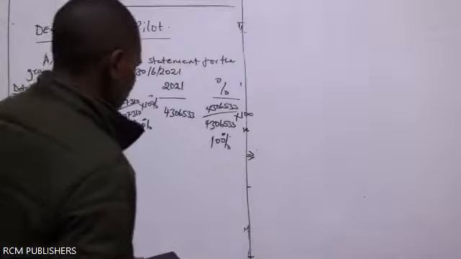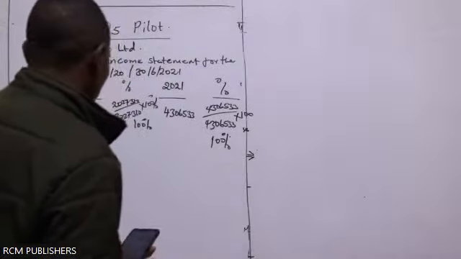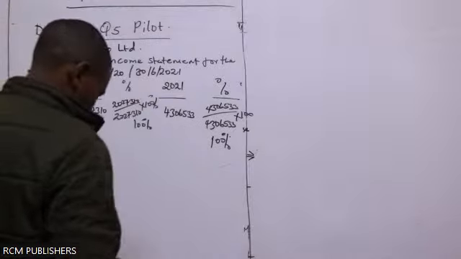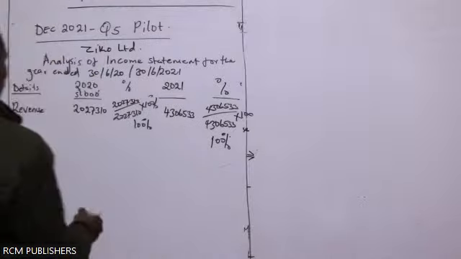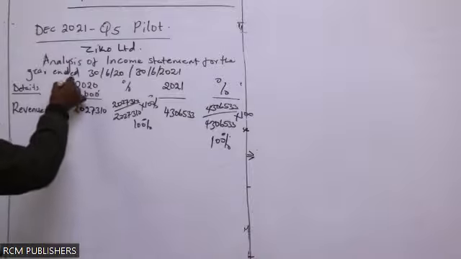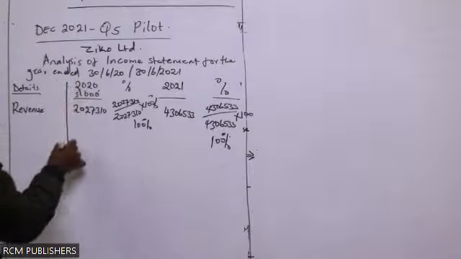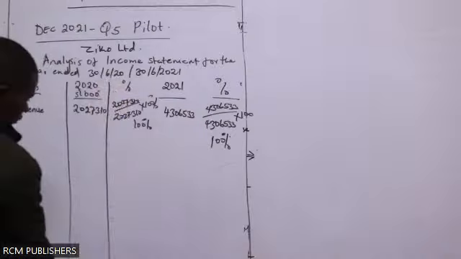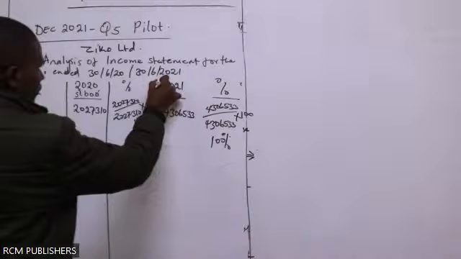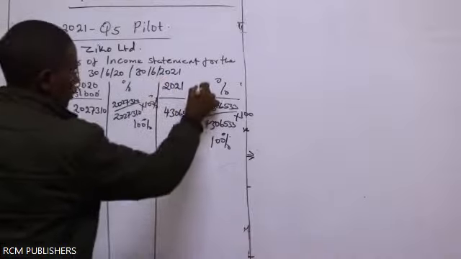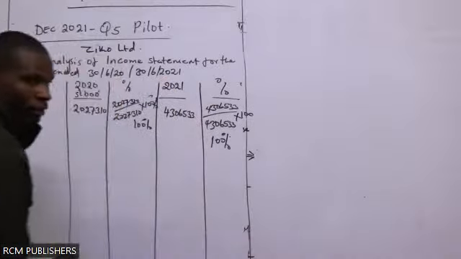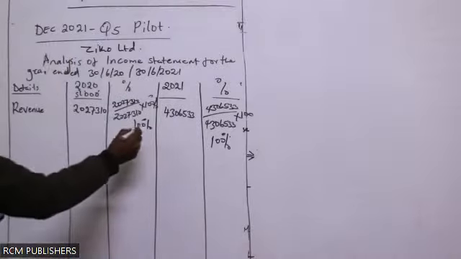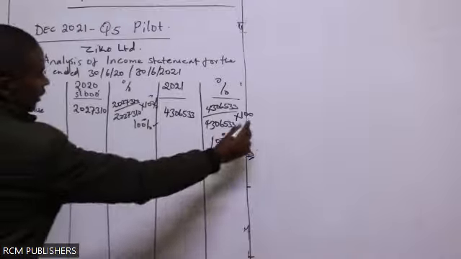So we have said that. To make your work look smarter, you can have this. You can be doing it that way. You look smart, eh? So revenue we have finished, we've seen 100%.